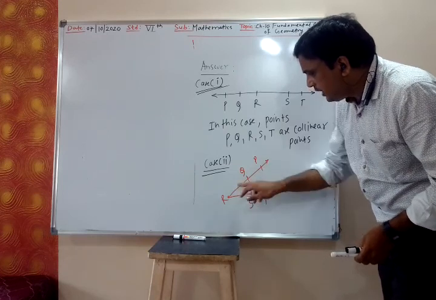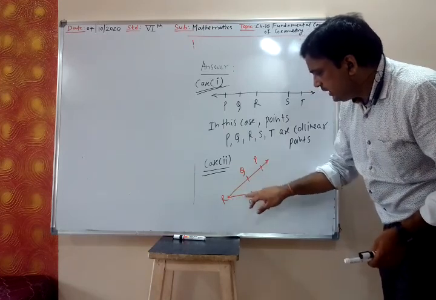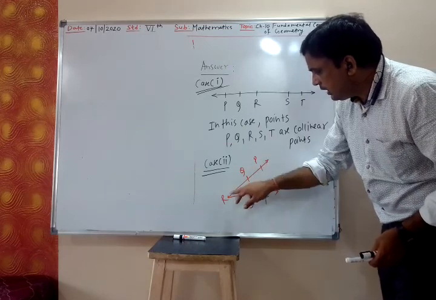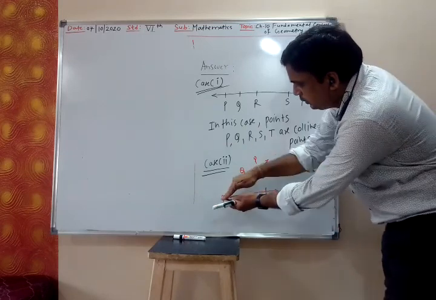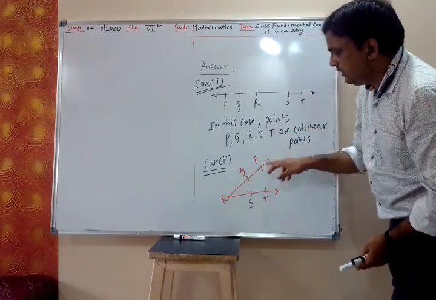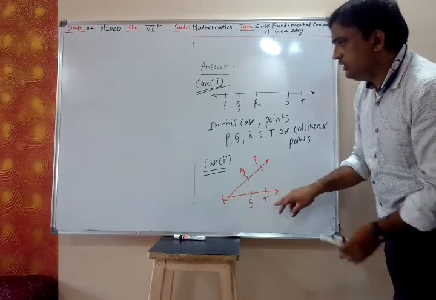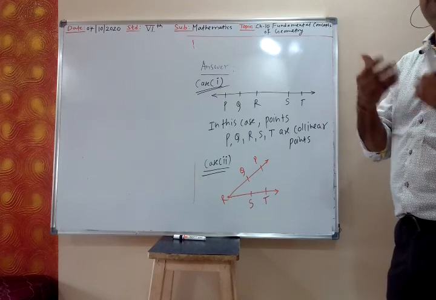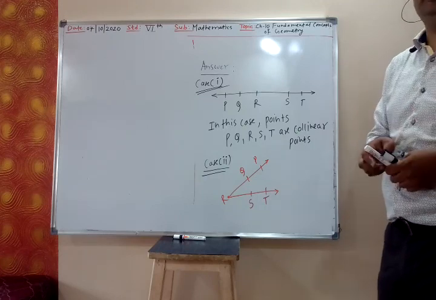PQR are collinear. Then RST are collinear. But when you combine PQRST, you are getting two different rays. The points PQR lie on one ray and the points RST lie on another ray. So when the points lie on two different rays, the points need not be collinear.